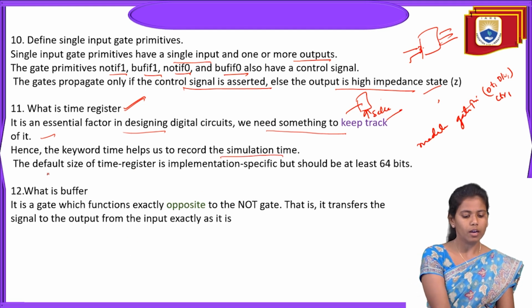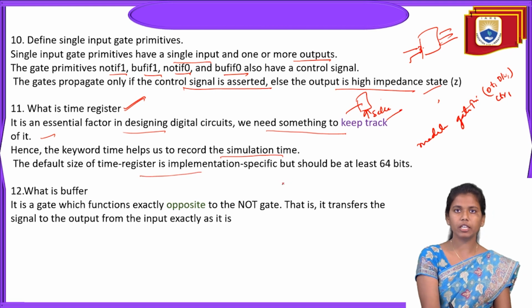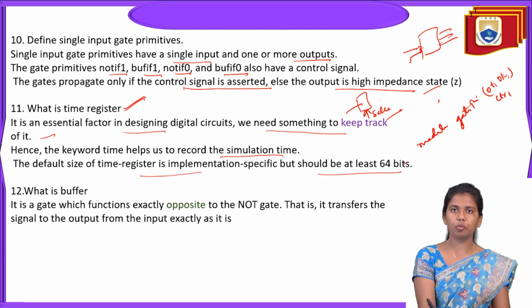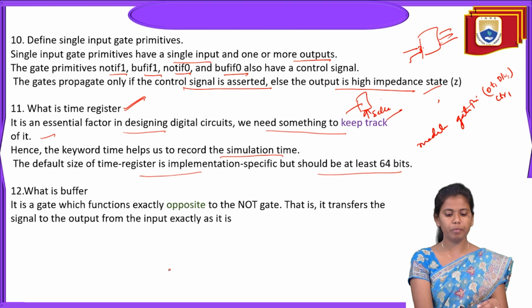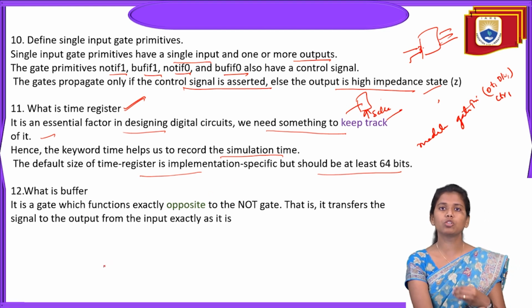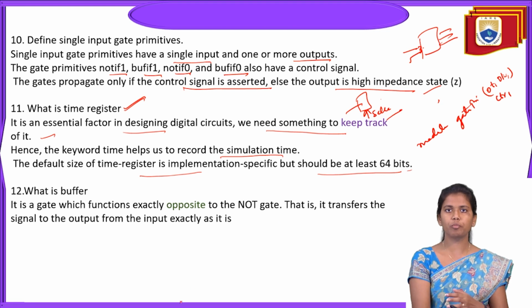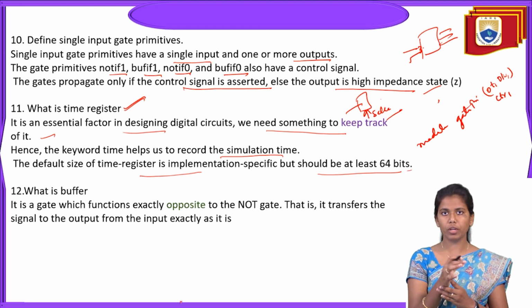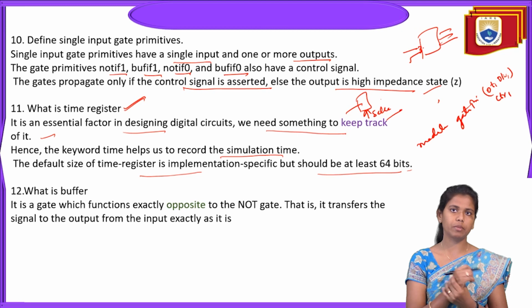So here the default size of the time register is implementation specific, but should be at least 64 bits. The time register will contain at least 64 bits. Okay, 64 bits is the minimum storage capacity of this time register.